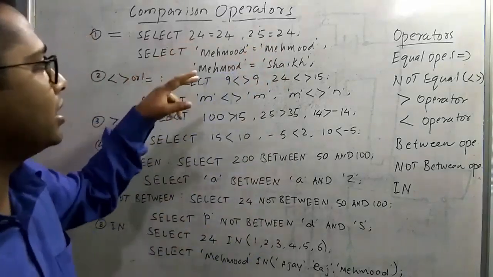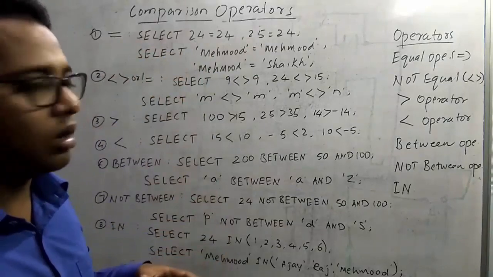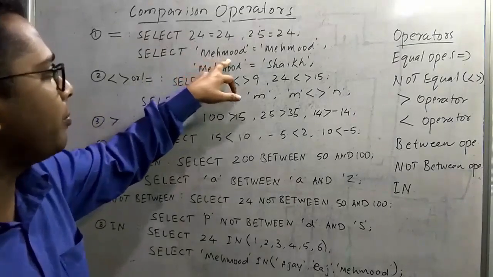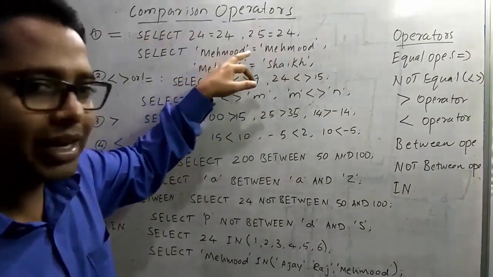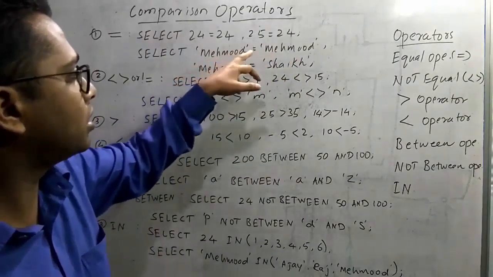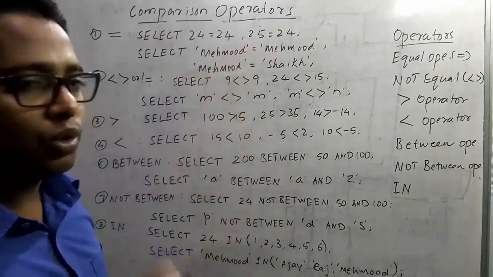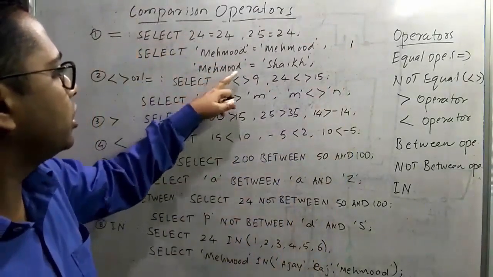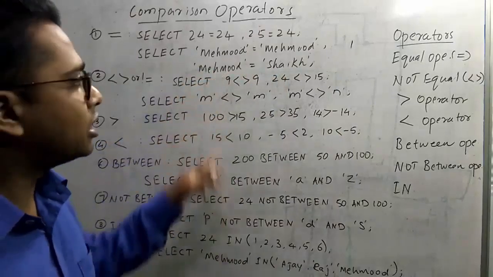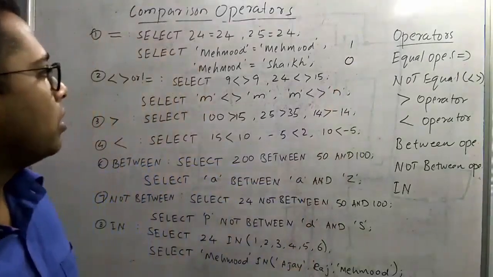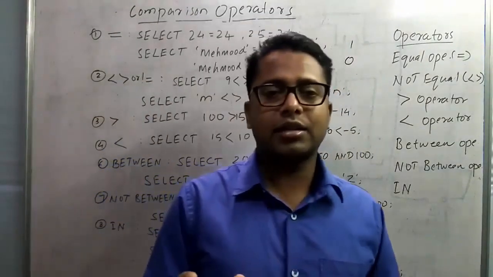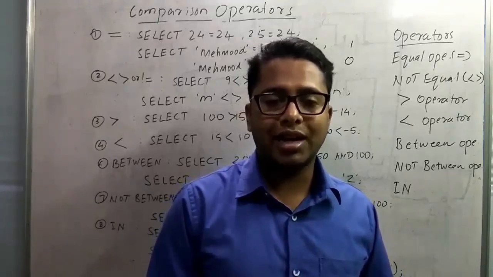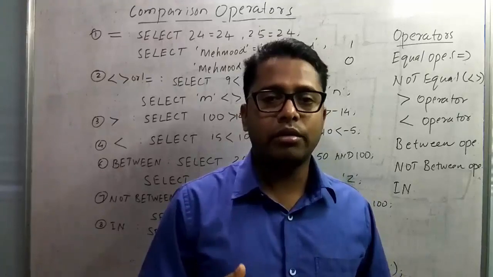Now let's try to understand the same equal operator with words. I have written my name here: select single quote Mehmood single quote equals single quote Mehmood. I'm comparing two names which are similar. Both these names are equal, so it will return a value of 1. In the second statement, Mehmood equals Sheikh, these two names are not equal, so it will return a value of false, which is 0. So this is all about the equal operator. The equal operator compares two operands, two numbers or two words or names, and checks whether they are equal or not. If they are equal, it will return a true value, which is 1.